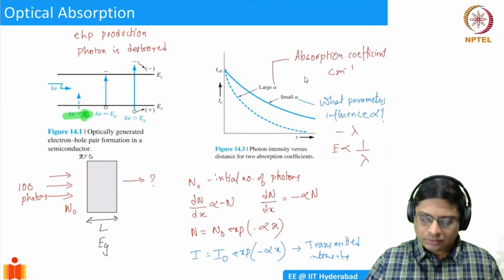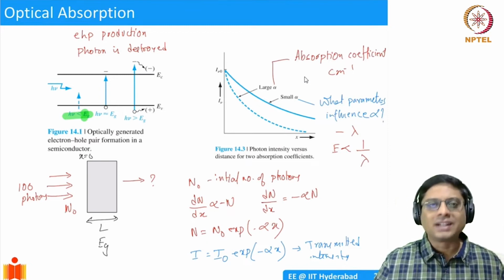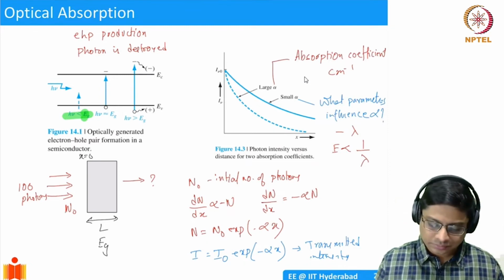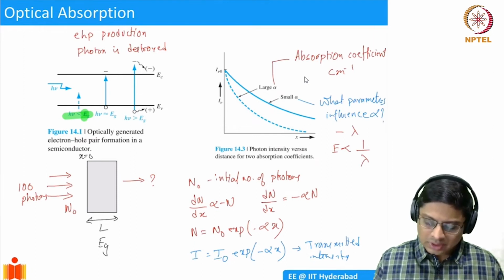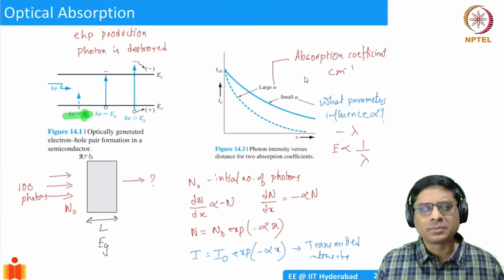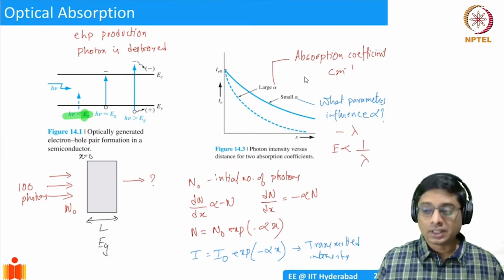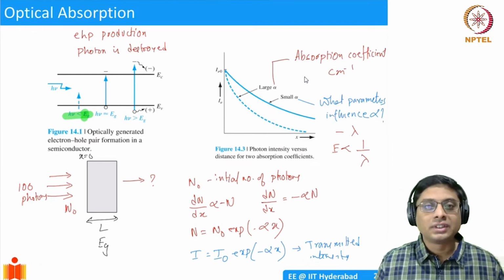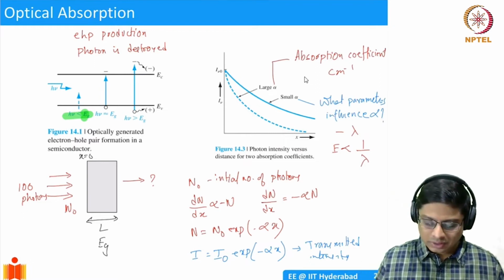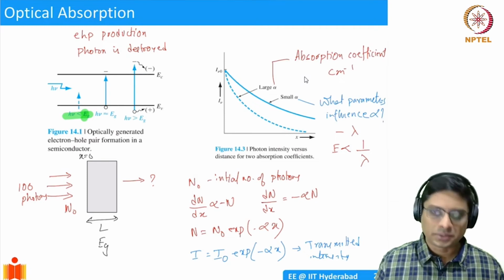In the sense that it depends on the band gap, indirectly we can say that it is dependent on lambda. Of course, there are also other things like variations in terms of temperature and other parameters, and even the smoothness of your surface. But we will not get into it. Those are secondary effects. So this is how you will calculate optical absorption.